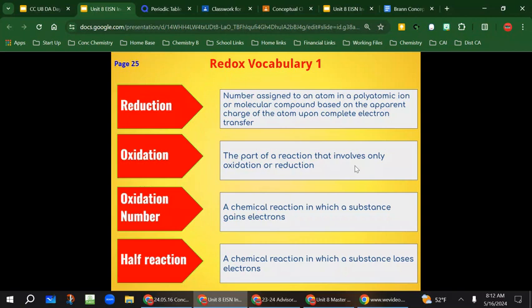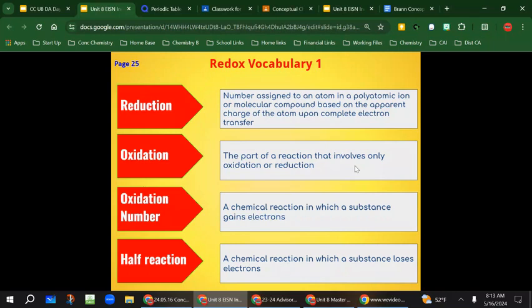Okay? So now we've got these 2, ladies and gentlemen. We've got 2 left. A chemical reaction in which a substance gains electrons, a chemical reaction in which a substance loses electrons. Guess what? That's oxidation and reduction. Really? Really. Now, I'm going to give you a way to remember which is which, other than simply memorizing.